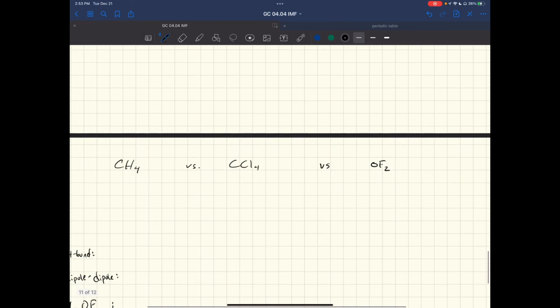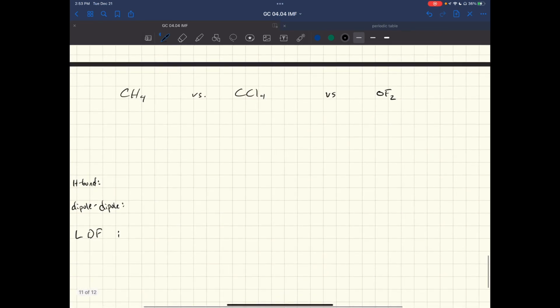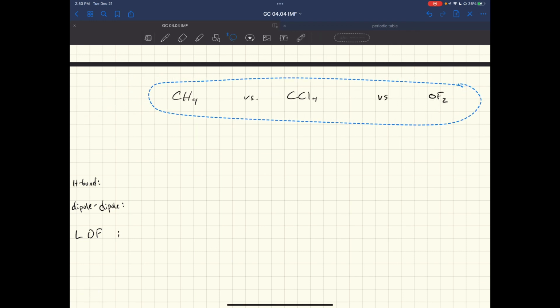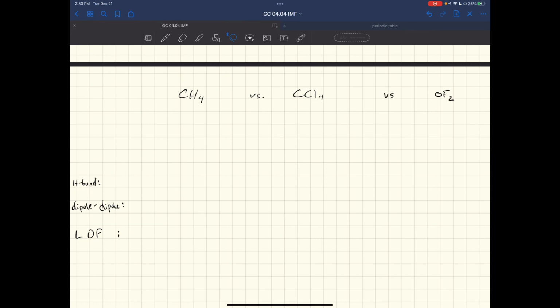All right, so let's say I ask you, between these 3 compounds, which of them is going to have the highest boiling point and why? Well, in order to answer that question, what you really need to know is, do any of them hydrogen bond, or dipole-dipole, or London dispersion forces? And you kind of go in order from the strongest, which is hydrogen bond, to the weakest, which is London dispersion forces.